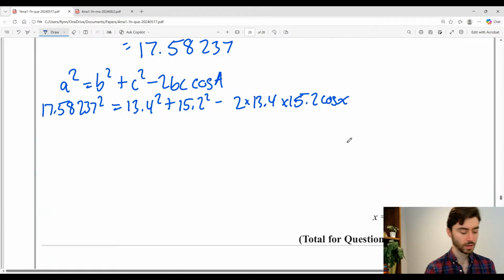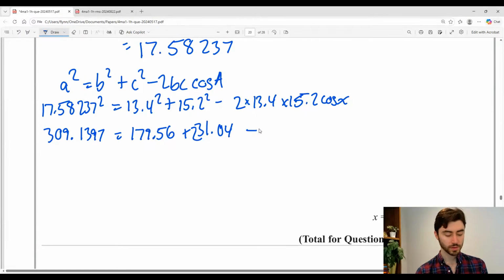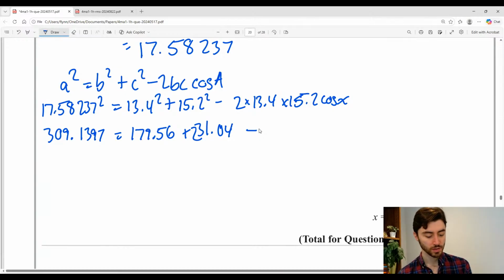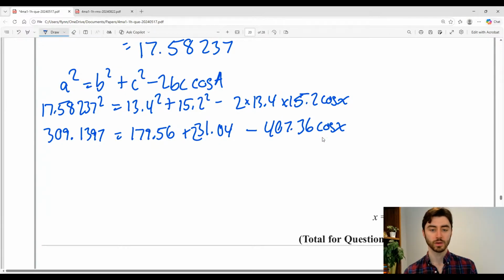Now I can solve. So I'm going to square that up. And I'm going to say that's 309.1397. 13.4 squared is 179.56. 15.2 squared is 231.04. 2 times 13.4 times 15.2 is 407.36 cos x. And now I can rearrange.